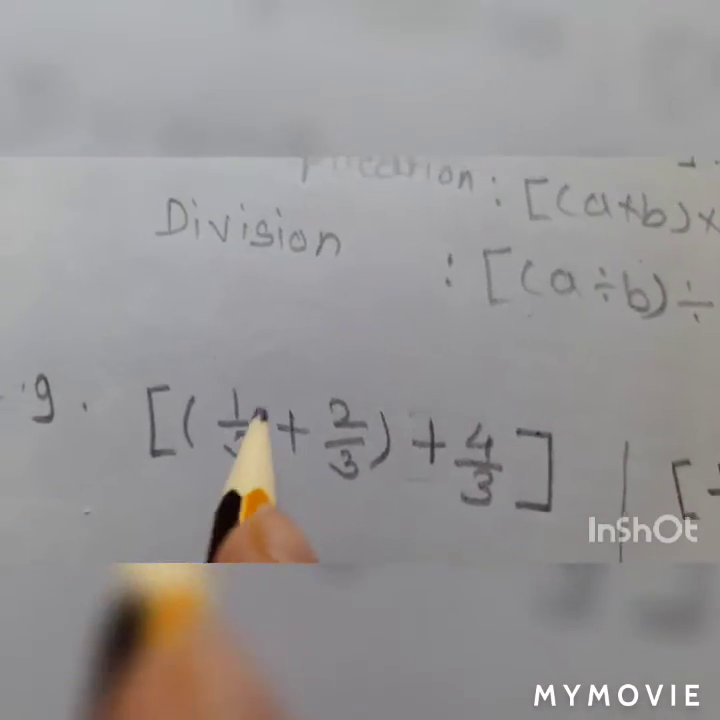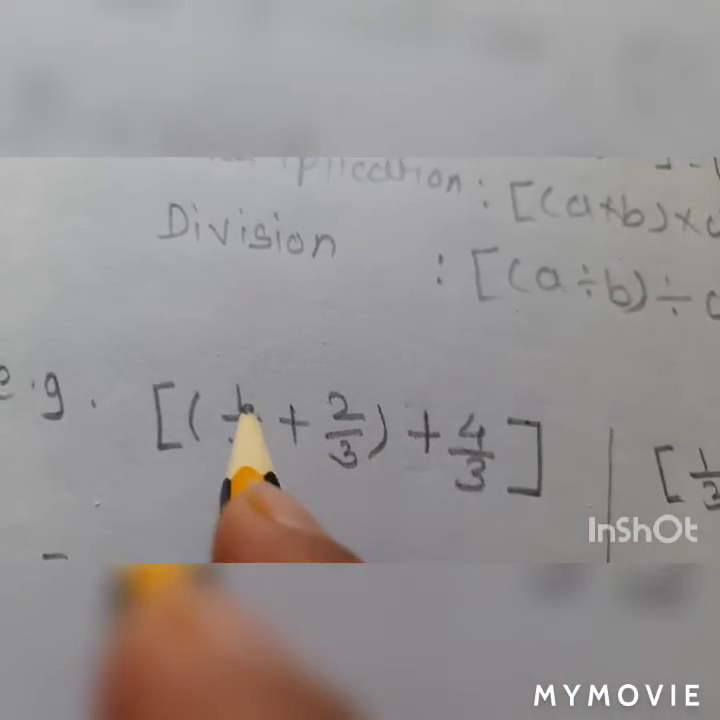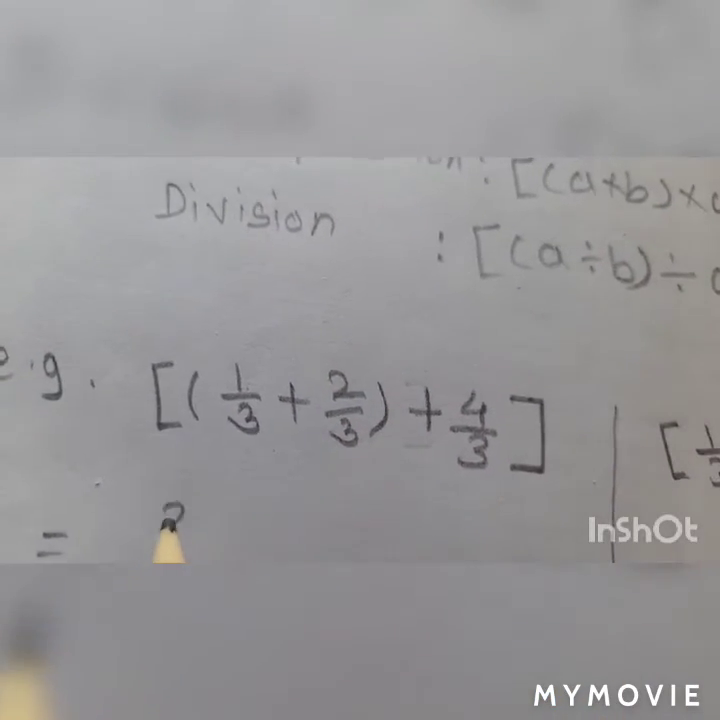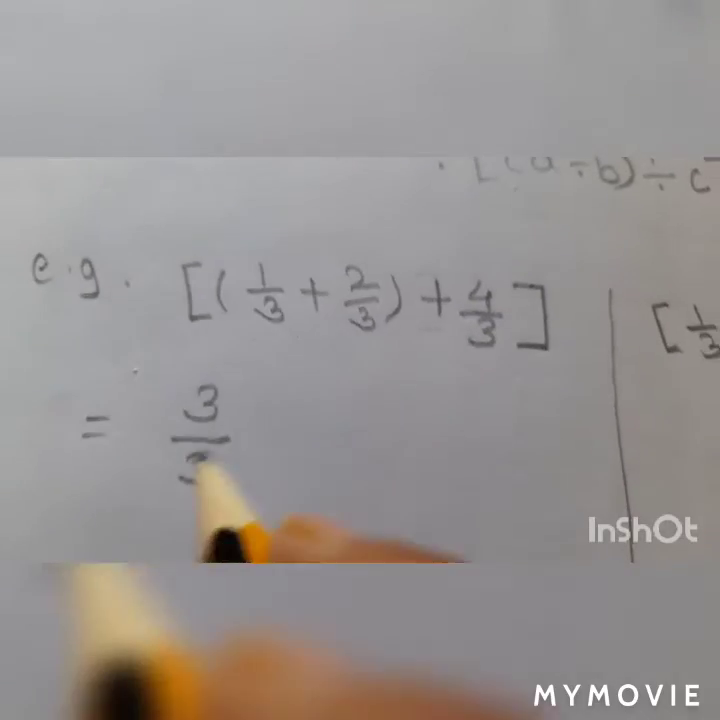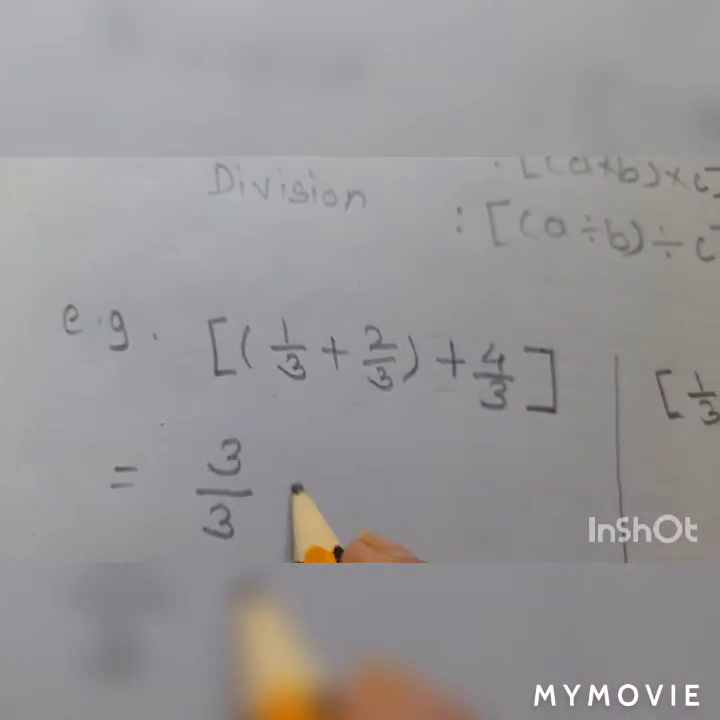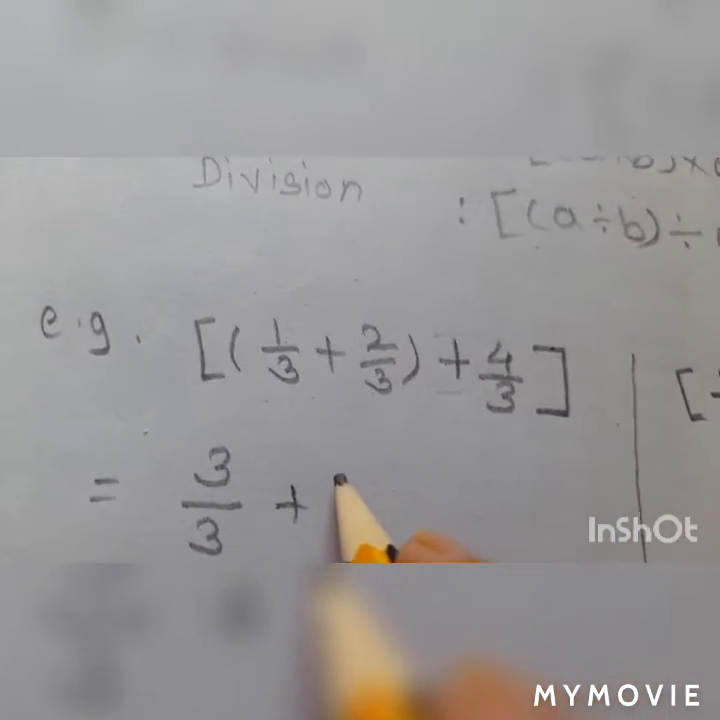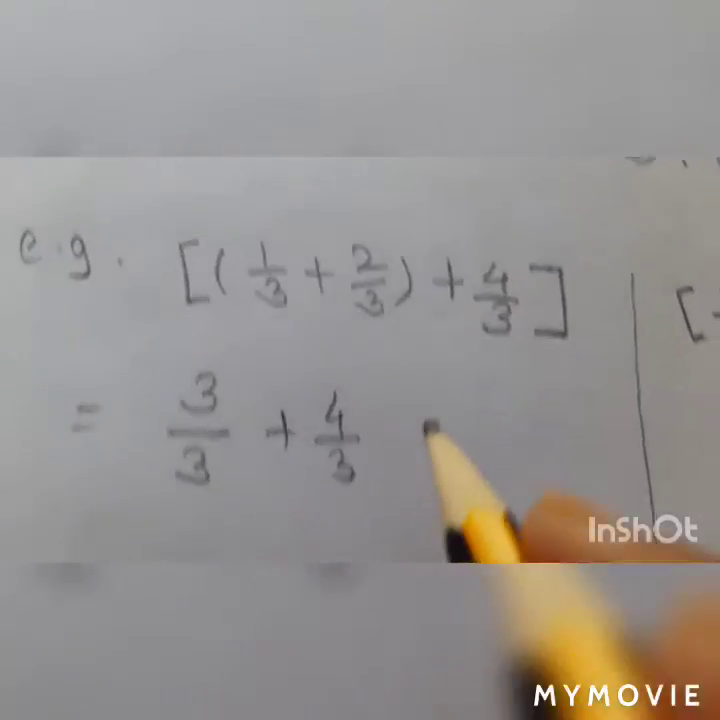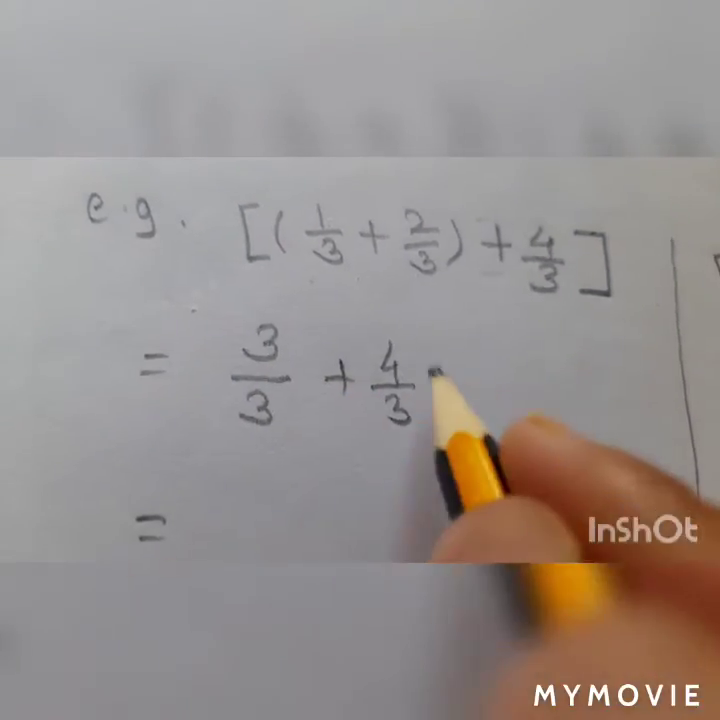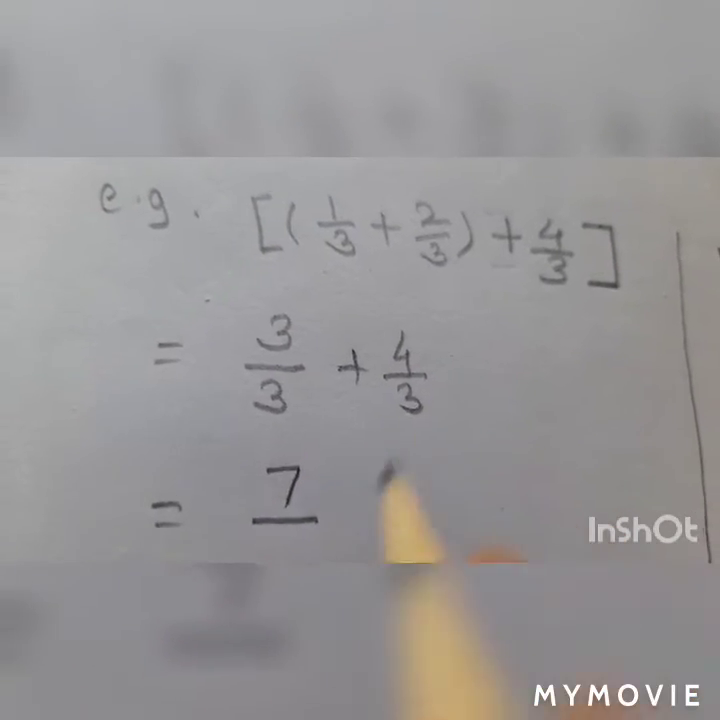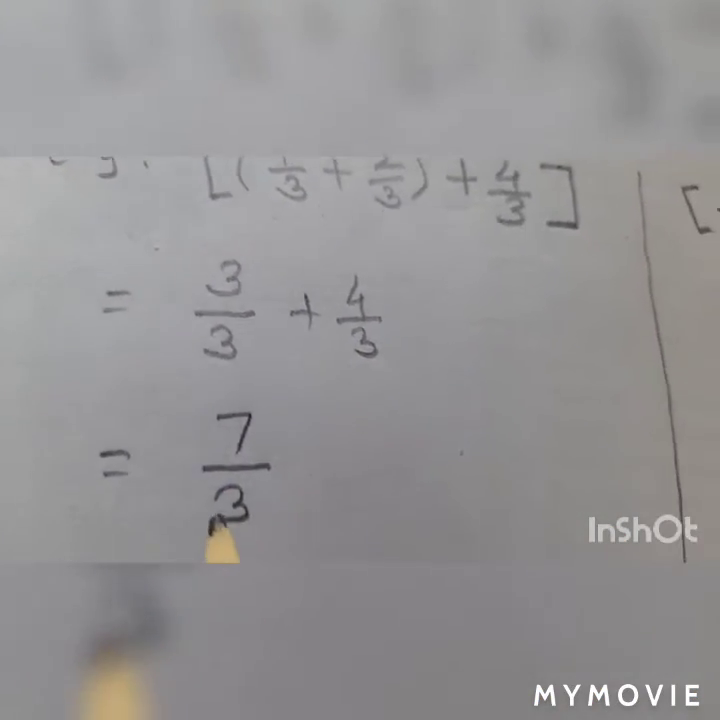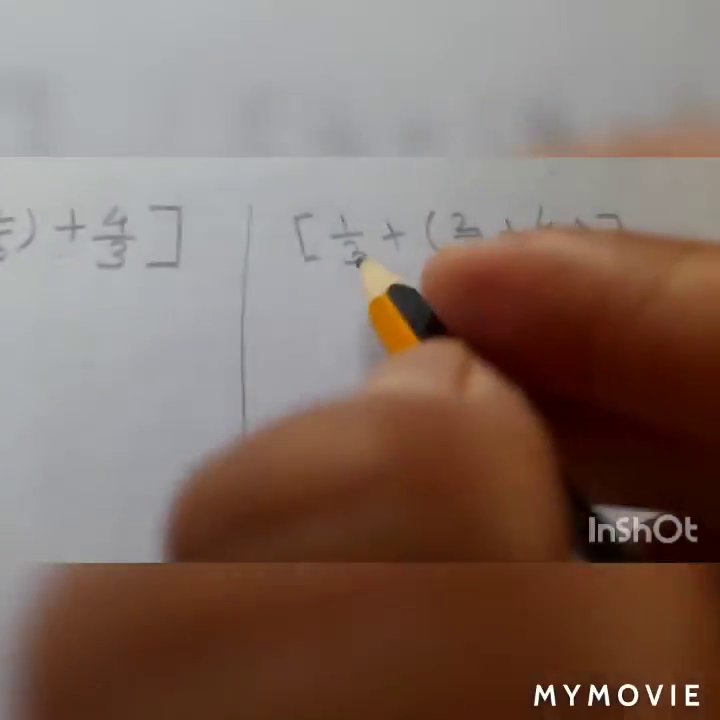Is equal to 1 plus 2 is equal to 3 upon 3, 3 is LCM, plus 4 upon 3 as it is. Three plus 4, 7 upon 3 is LCM. Answer is 7 upon 3.